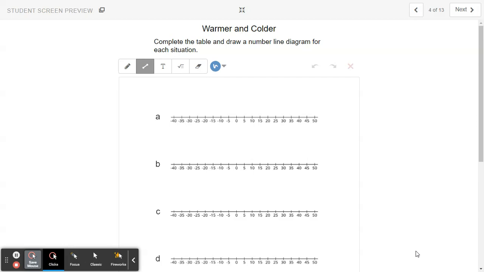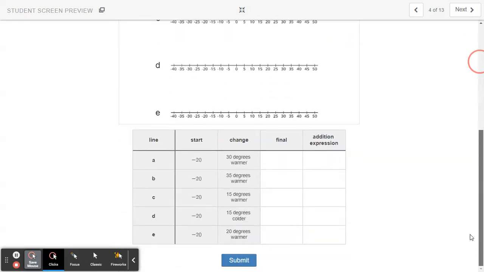All right, this is the same thing, except it says complete the table and draw a number line for each situation. Here are our situations. Okay, so now I'm noticing we're not actually starting in the positives for this one. We are starting in the negatives. So I want you to pause and try doing what we did on the last slide, but for these situations. And then you will be back to check your work.